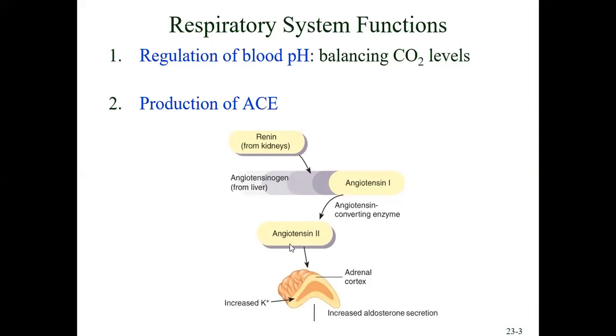In turn, that leads to angiotensin 2 going to the adrenal gland, to the cortex, where it releases aldosterone. Aldosterone helps you to retain sodium ions, and so your sodium levels stay elevated, and that allows you to retain fluids, and that helps to balance your body fluids, your blood volume, and your blood pressure.